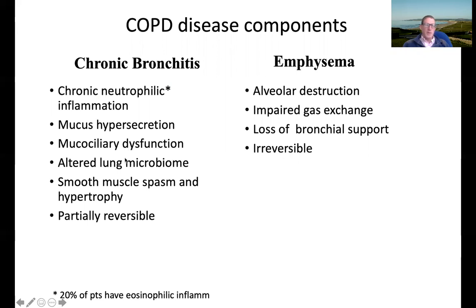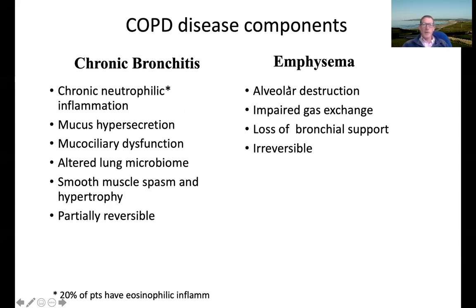You get mucociliary dysfunction, an altered lung microbiome because your mucociliary escalator is not working. And you've got retained secretion. So it goes to more of a gram-negative pattern with bacteria like Haemophilus influenzae being present. You get smooth muscle spasm and hypertrophy, and it's only partially reversible to corticosteroids or beta agonists.